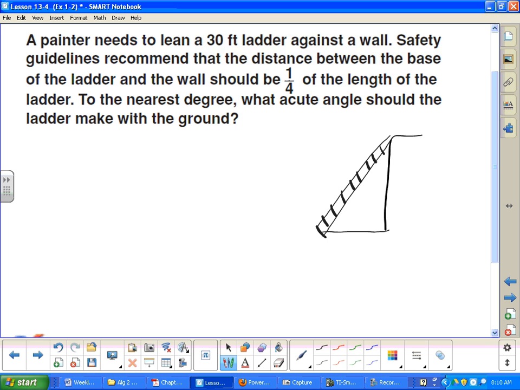It says the painter needs to lean a 30-foot ladder, so that's quite a long ladder, against the wall. And the base of the ladder should be 1/4 of the length of the ladder. So this side right here, x, is 1/4 the length of the ladder. So what's 1/4 of 30? 7.5. Okay. So the ladder is 7.5 feet from the wall. And they want to know what this angle here, theta, is.